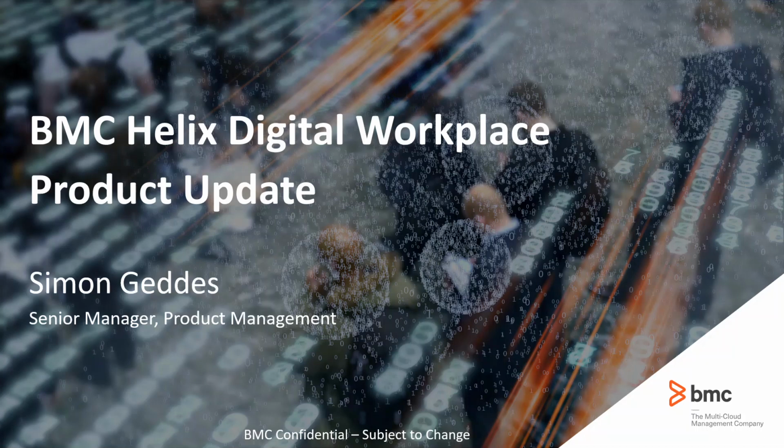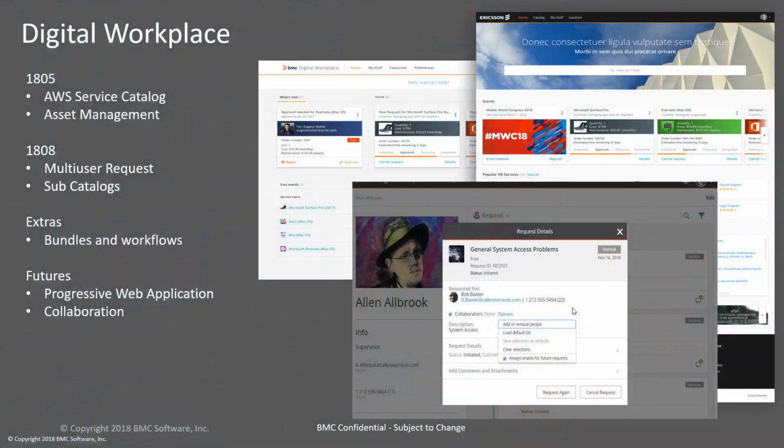I'm going to walk you through some of the product updates since our 1805 release. Starting with the AWS Service Catalog, followed by Asset Management, which fell into the 1805. Going on from there to 1808 with multi-user requests and subcatalogs. In between some of that, I'll show you the bundles and workflows, followed by some of the features coming up with the progressive web application and a collaboration feature we've also done for 1811.